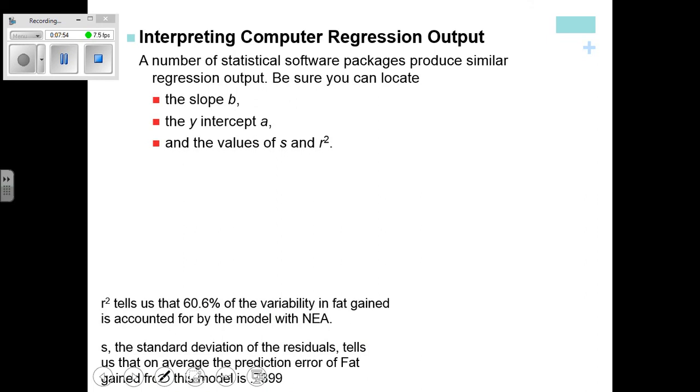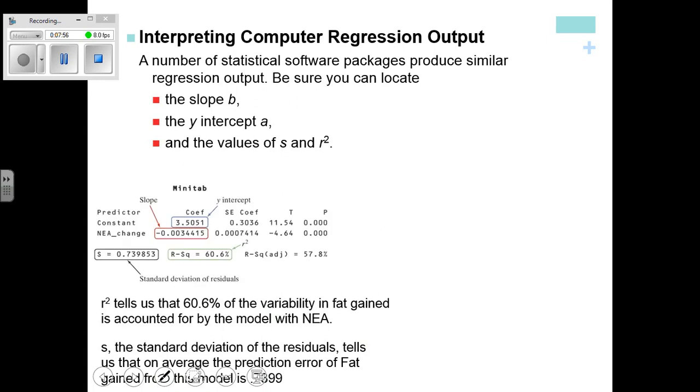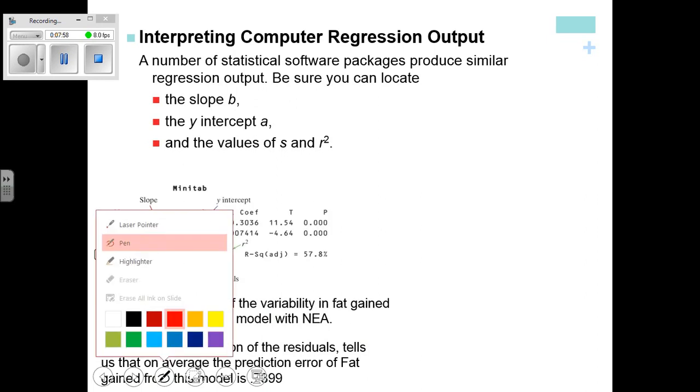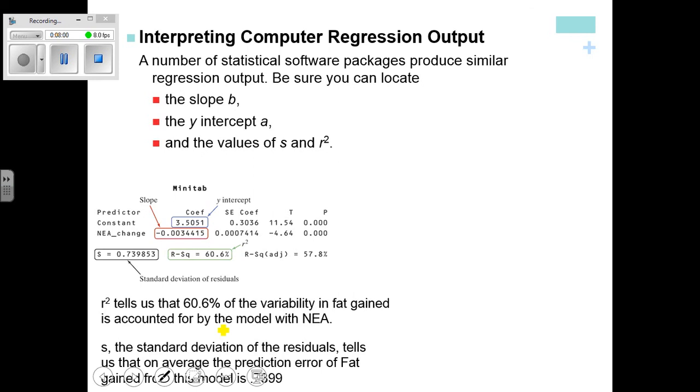Now, there's a lot you're going to see when you see a computer printout. Here is a Minitab version. First of all, S right here is what we were just talking about, the standard deviation of the residuals. It's how I would find a good way to predict it. This S, the standard deviation of the residuals, tells us that on average, the prediction error of fat gained from the model is 0.739. That's how far off the points are from the line on average.